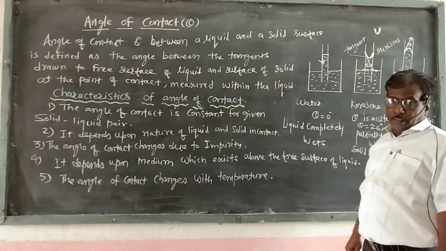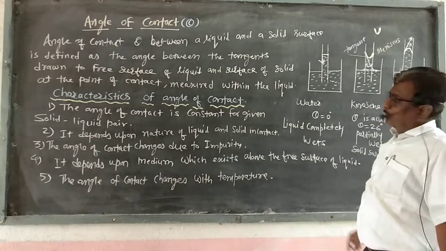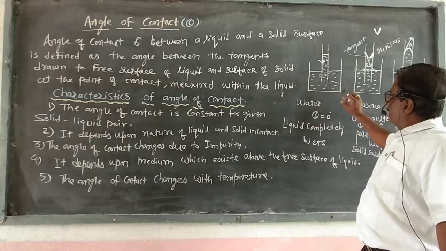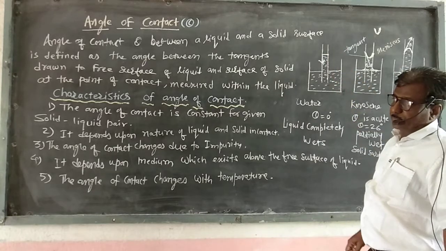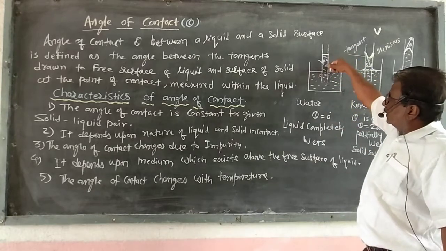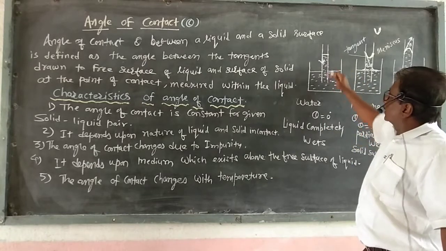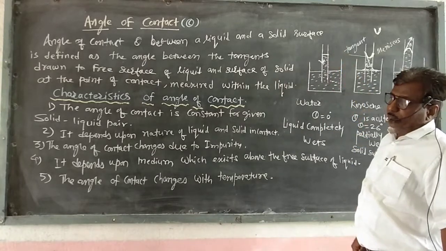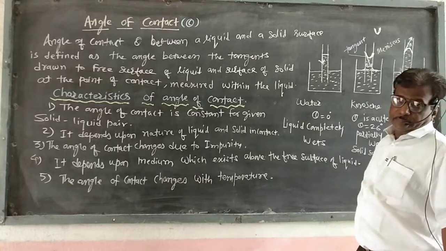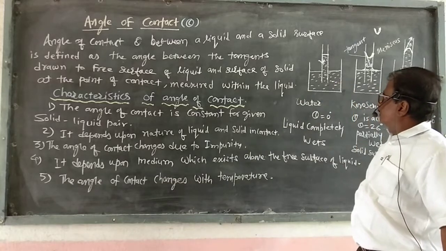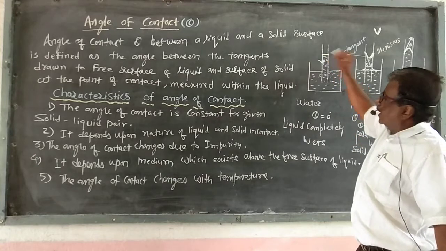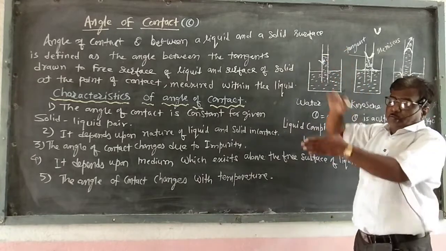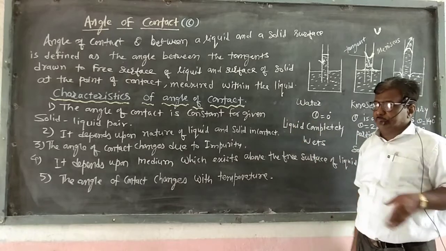Here, see, there are three diagrams drawn. The first diagram contains water and a capillary tube. When we insert this tube into water, water rises, and when we take pure water and pure glass, the angle of contact theta is equal to 0. Here this is a tangent, and the surface of water is the plane surface.